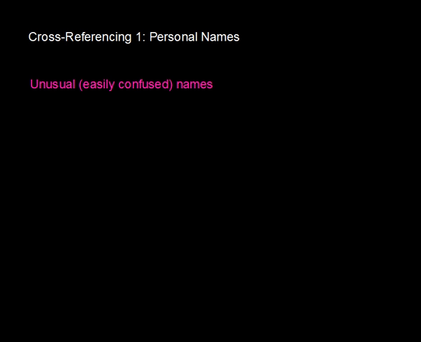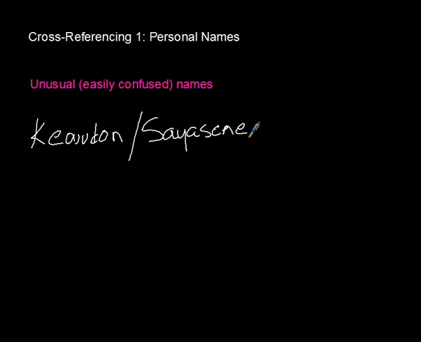Let's try one more unusual or easily confused name. This one is Kyoudon. I don't know if that's the correct pronunciation. The last name is Sayacine. So if we're coding this filing segment, this is the primary filing segment, we're going to underline the key unit and number the subsequent unit.